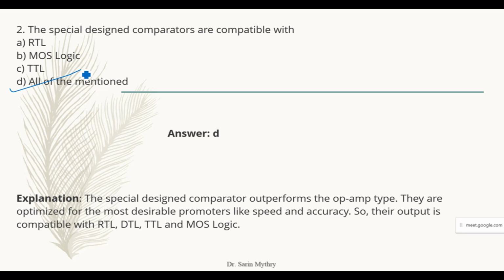The specially designed comparator outperforms the op amp type. They are optimized for the most desirable parameters like speed and accuracy. So their output is compatible with RTL, DTL, TTL, and MOS logic. All these logics are very familiar in VLSI, where you will be looking for high speed and accuracy. So the comparators are compatible with all these logics. So answer is D, all of the mentioned above.